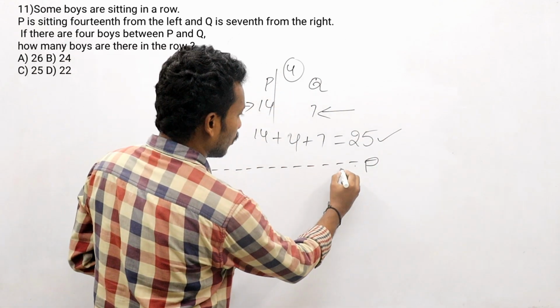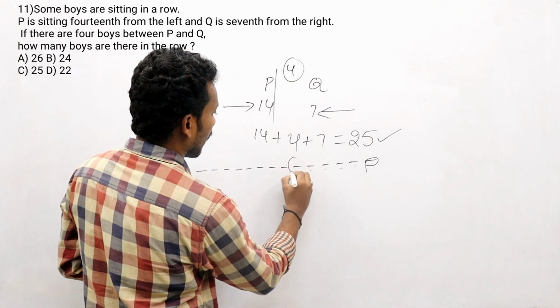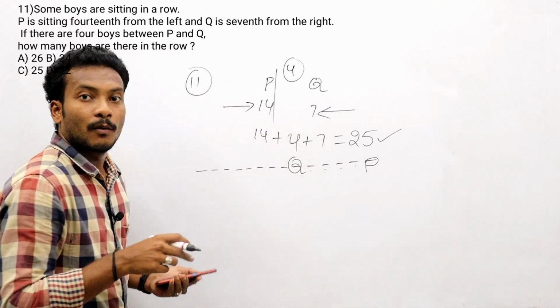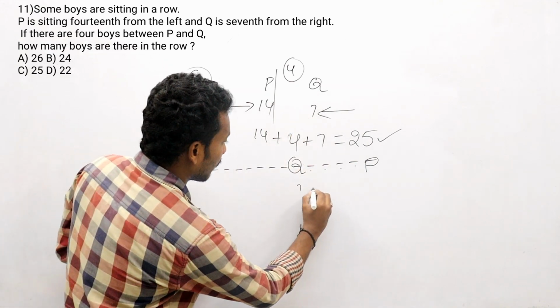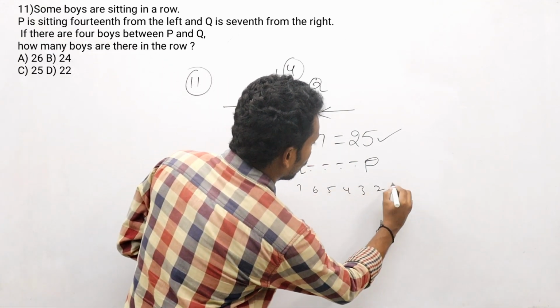4 persons: 1, 2, 3, 4 persons between. Now I am taking this one as Q. What is the position of Q? 7th from the right. Now I am taking 7, 6, 5, 4, 3, 2, 1.